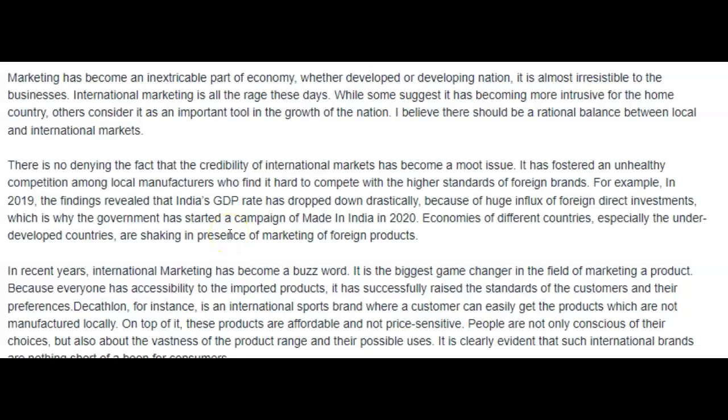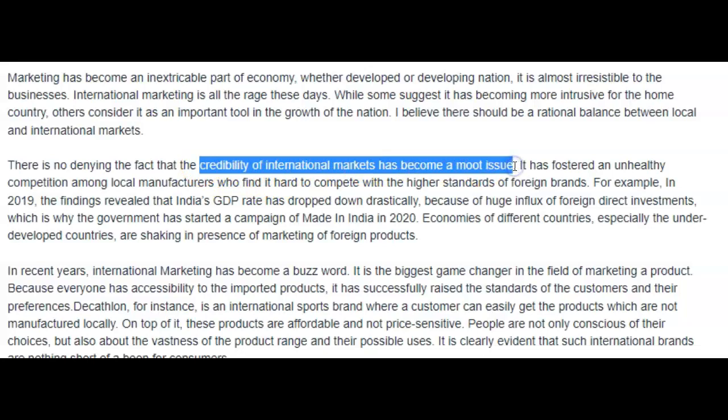Okay, so let's think about this paragraph for a minute. It's my understanding that this is supposed to be about how marketing, international marketing, is invasive and intrusive. I didn't feel like it absolutely captured that idea. Let's talk about this. I don't think you meant international markets. I think you meant international marketing. But I also don't believe that what you wrote here really is clear. The credibility of international markets or marketing, I'm not sure, has become a moot issue. What are you telling me? What does that really mean? Okay, I didn't think it was particularly clear.